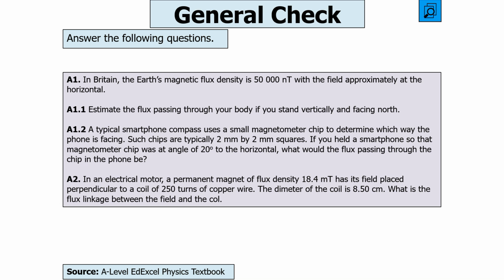Then in an electric motor, a permanent magnet of flux density 18.4 milliteslas has its field placed perpendicular to a coil of 250 turns of copper wire. The diameter of the coil is 8.50 centimeters. What is the flux linkage between the field and the coil? So pause the video now, then unpause the video when you want to go through your answer.